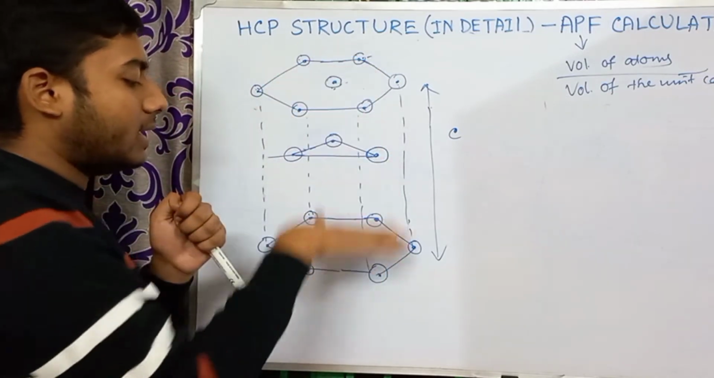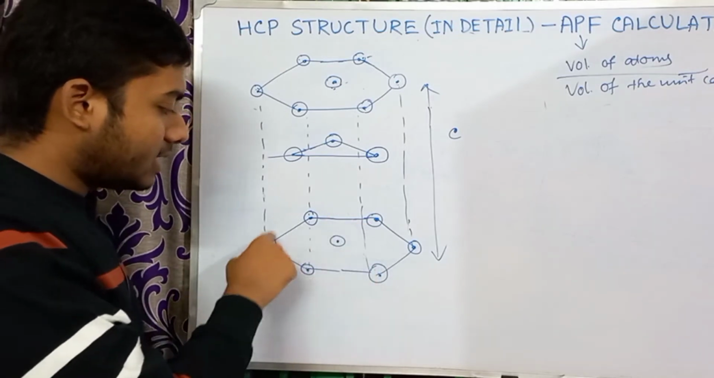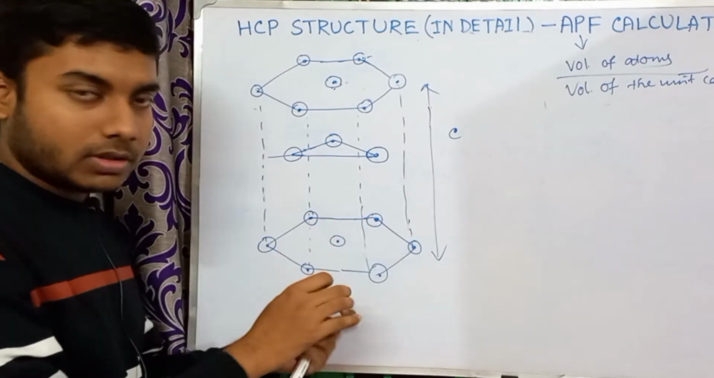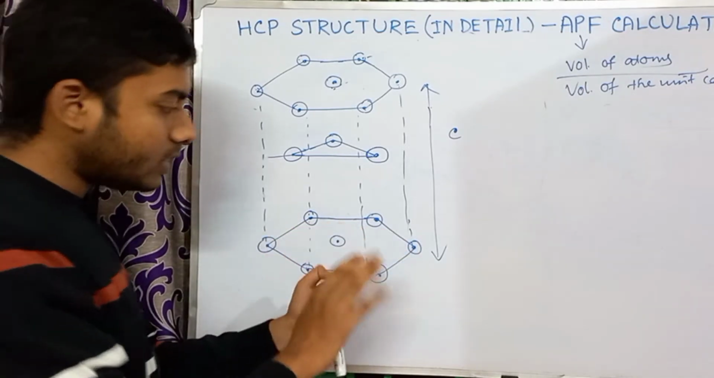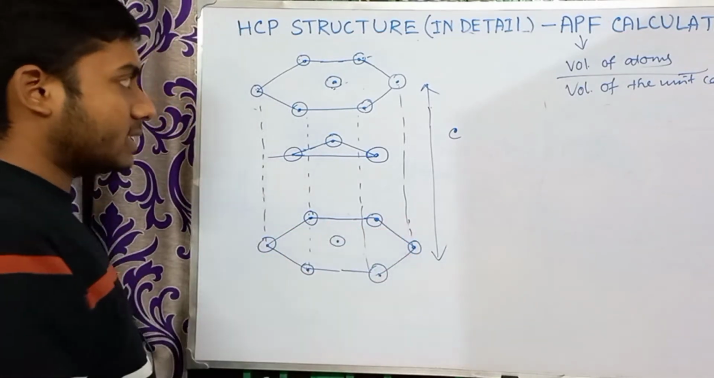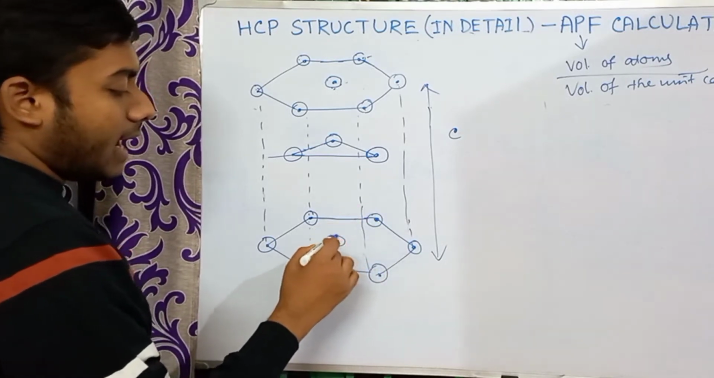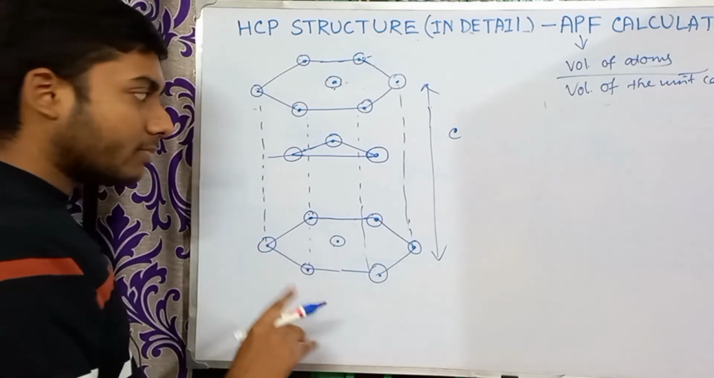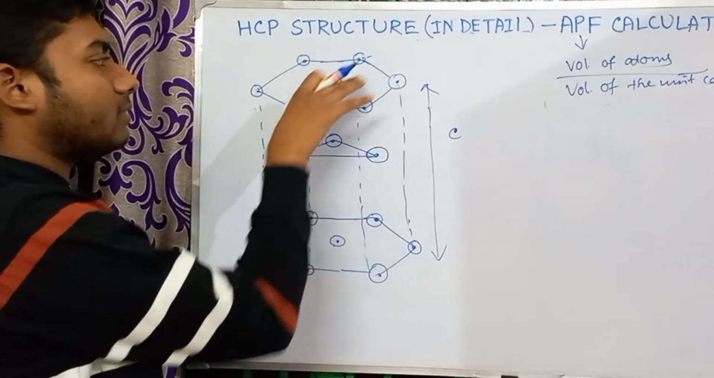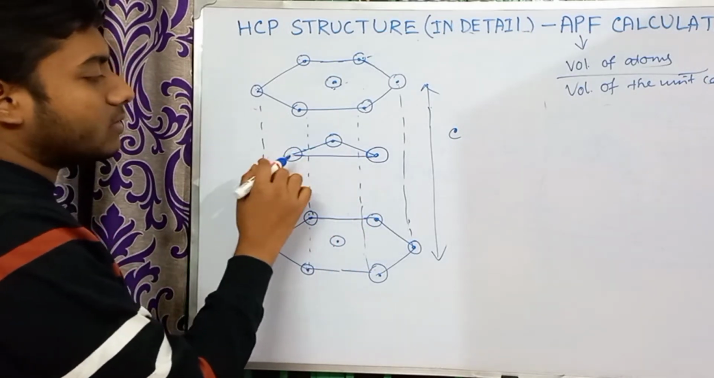The upper side and the base are similar, and there are 6 atoms placed at the 6 corners of the hexagon base. And one atom is at the center of this hexagon, and a similar shape is above. Now there are 3 additional atoms here.